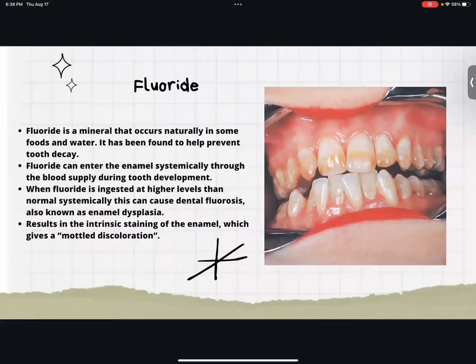Fluoride is a mineral that occurs naturally and can be found in some food and water. Fluoride is also used in dental offices. Fluoride is known to help prevent tooth decay. If fluoride is ingested at higher levels, it can be harmful to the tooth, especially during the developmental process. It can cause fluorosis, which will give the tooth an intrinsic stain that is yellow and brownish in color.